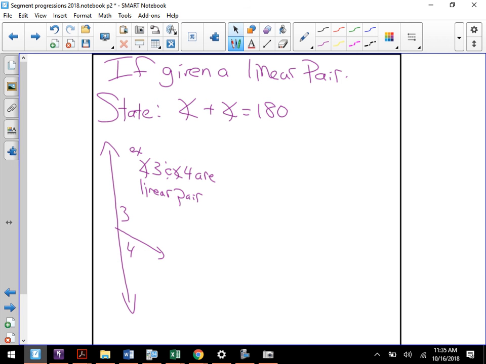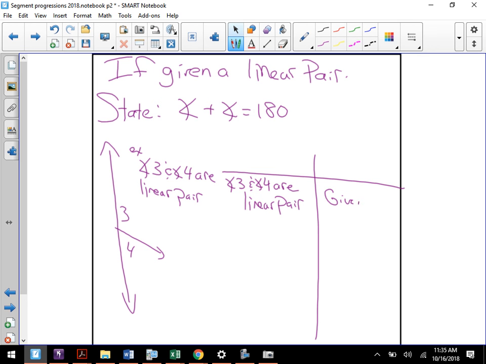Three and four are a linear pair. That means angle 3 plus angle 4 has to equal 180.